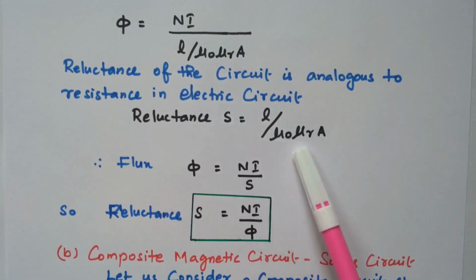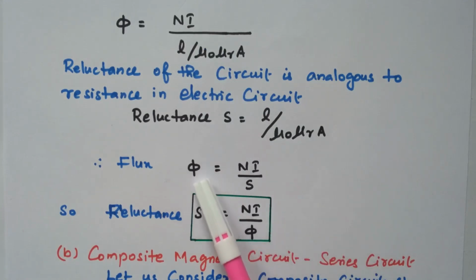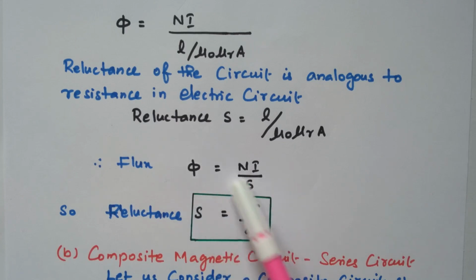L divided by mu naught mu r into A is S, so that flux phi equals Ni divided by S. From that we can write the reluctance by interchanging these two terms: S equals Ni divided by phi. So this is a simple magnetic circuit. By substituting the values one by one, finally we got the reluctance S equals Ni divided by phi, the basic formula for the reluctance.